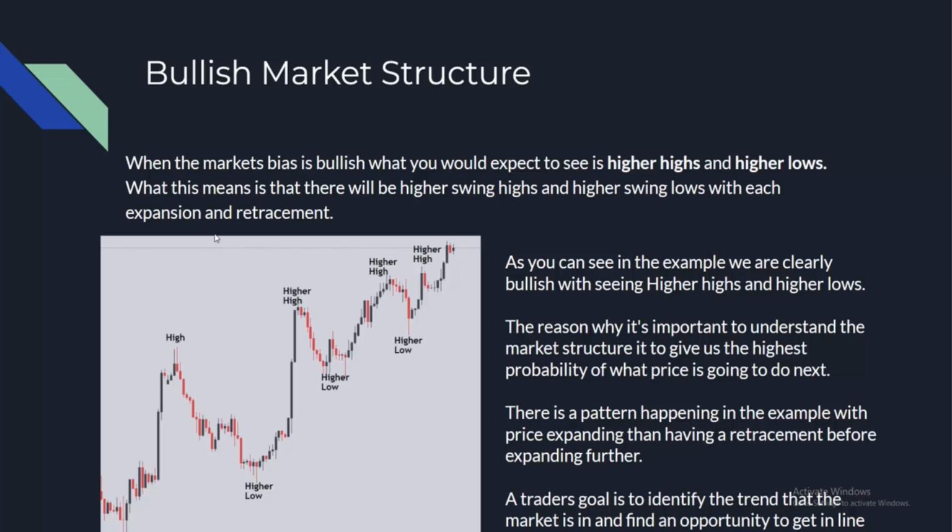So when the market bias is bullish, what you would expect to see is higher highs and higher lows. What that means is that there will be higher swing highs and higher swing lows with each expansion and retracement. So over here you see this is our initial range from this low to this high, and what a range is, it's just the distance between two swing points. So this would be our range. This is our low part of the range and our high part of the range.